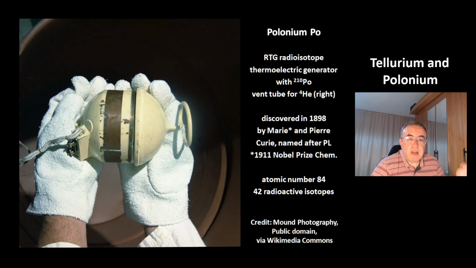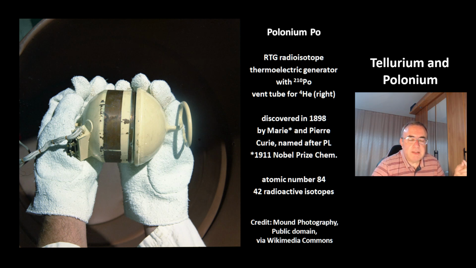This is a picture of an RTG. That's a radioisotope thermoelectric generator. It contains the isotope polonium-210. At the right you can see this little spiral. That's a vent tube for the reaction product helium-4.